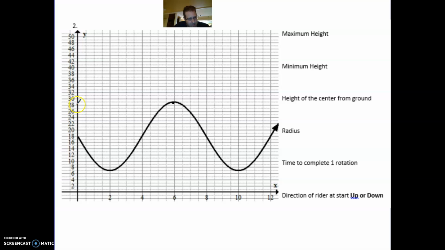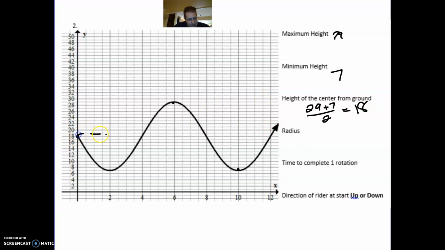So this one's going by 1. So this is 29. The lowest point is right there, which looks like it's 7. The center height must be the difference of the two. So if I add those two heights and I divide by 2, that's 36. 36 divided by 2 is 18, which makes sense because that's where it's starting right there at 18.